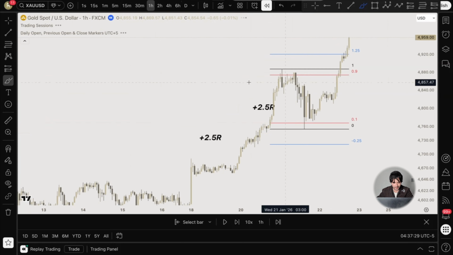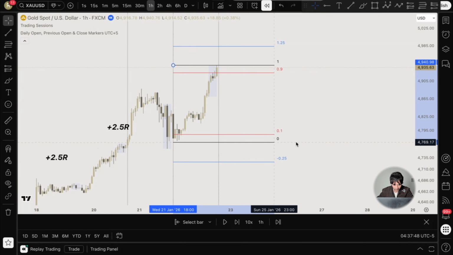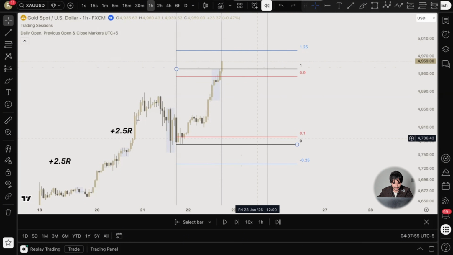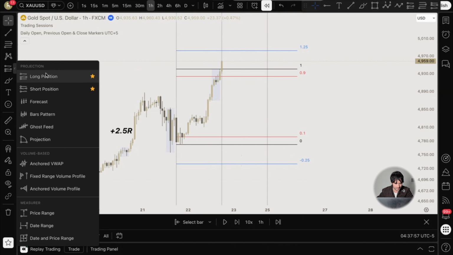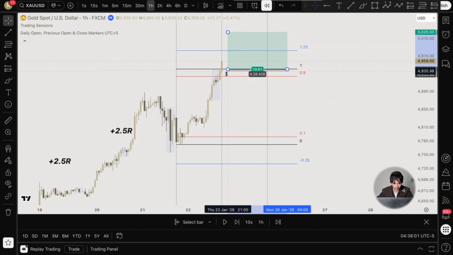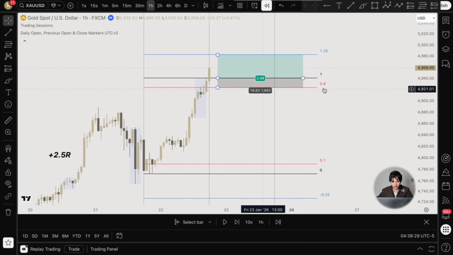Go ahead and scale back up to the hour time frame. And we'll go ahead and measure the next range from high to low, followed by the low of the range. And as you can see, as soon as the next daily candle opens, we have an entry for a buy. So we'll go ahead and place a long position there with entry at the open, followed by stop loss at the low, take profit at the 1.25 level, totaling us about a 2.5 R.